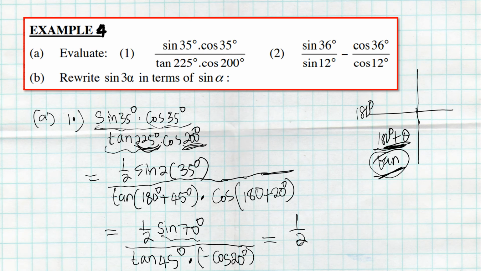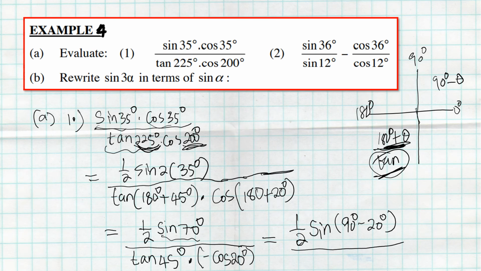Sine 70. 70 degrees is between 0 and 90, and there we can define it as 90 minus theta. So we can rewrite sine 70 as sine of 90 degrees minus a certain angle that when we subtract will be 70. So 90 minus 70 is 20. If we subtract 20 degrees, it will give us 90 minus 20, which is 70 degrees, right?